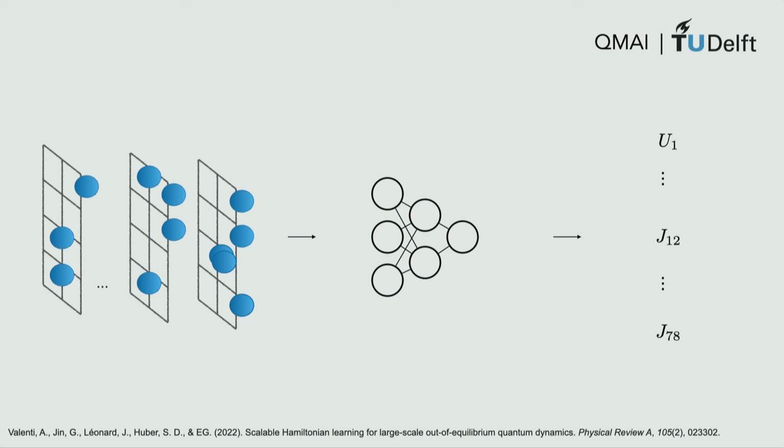Machine learning-wise, this is exactly what we learned yesterday. I have input, it's a configuration. Now it's in a different basis, but it's still a configuration. I have a feed-forward neural network, and I want it to tell me a parameter. So super similar.